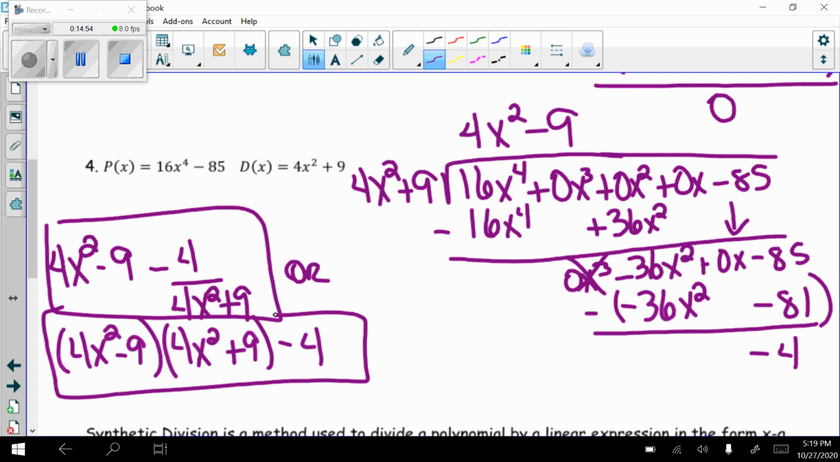All right, that is day 1 of polynomial division, long division. Hold on to these notes because tomorrow we will finish these notes and look at synthetic division and direct substitution.